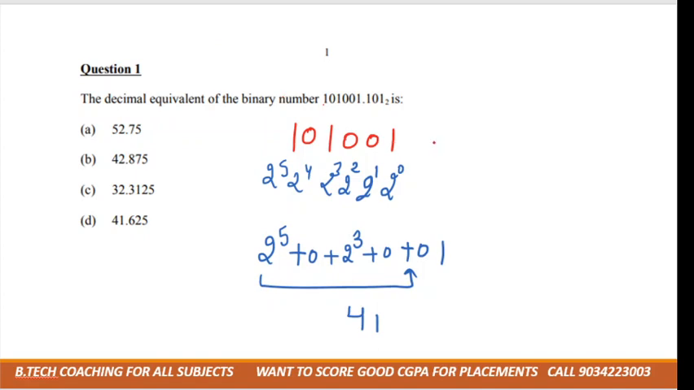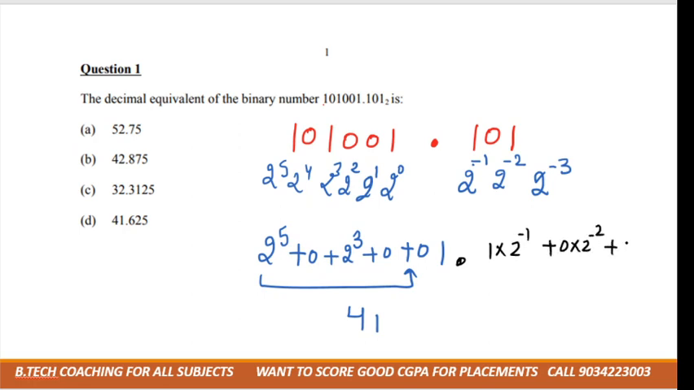Now the turn for the decimal part, that is 0.101. So for this how will we solve it? We will multiply here by 2 raised to power minus 1, then here 2 raised to power minus 2, then here 2 raised to power minus 3. So what will we get in the answer? That would be 1 into 2 raised to power minus 1 plus 0 into 2 raised to power minus 2 plus 1 into 2 raised to power minus 3.